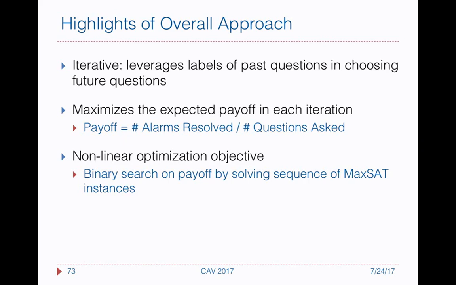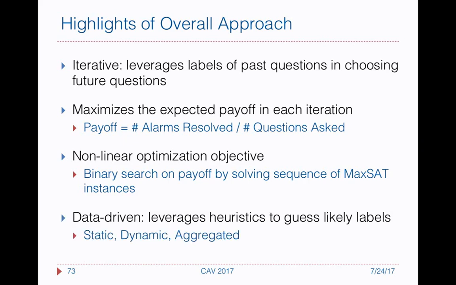And the reason we need to ask a set of questions in each iteration is, this goes back to how these derivations are encoded. There are both conjunctions and disjunctions there. So it is not optimal to just ask one question in each iteration. In general, you might want to ask a set of questions together. Okay? But the way we approach this problem is we simply do a binary search on the payoff by solving a sequence of MaxSAT instances.